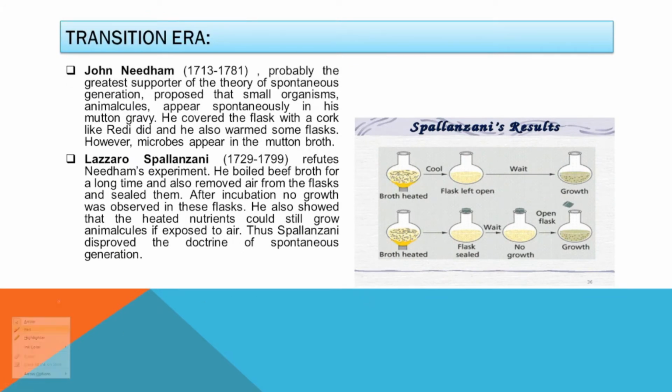Now the transition era. Let me first start with John Needham's story. John Needham, during 1713 to 1781, probably the greatest supporter of the theory of spontaneous generation, proposed that small organisms, animalcules, appear spontaneously in his mutton gravy. He covered the flask with a cork like Redi did, and he also warmed some flasks. However, microbes appeared in the mutton broth.